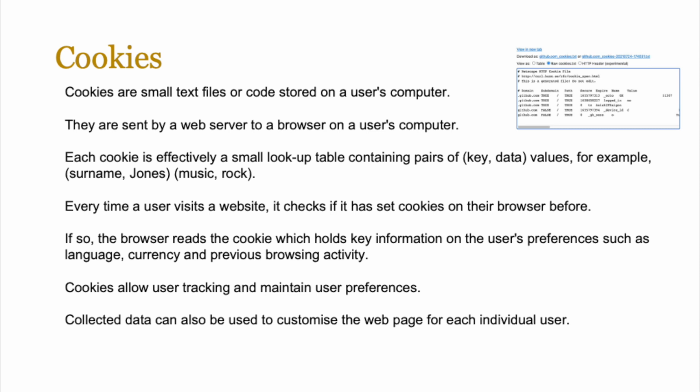Every time a user visits a website, it checks if it has cookies already stored by the browser. And if it has those cookies, it will load them up. That speeds up the process of getting information from the user. It also allows you to continue the previous browsing activity. So for example, if you're looking at some products, those products will still be available in your shopping basket or your history. Cookies allow user tracking, and they also allow maintenance of user preferences. For example, if you chose a particular layout of a website, it will remember that. So it allows customization of a web page for each individual user.